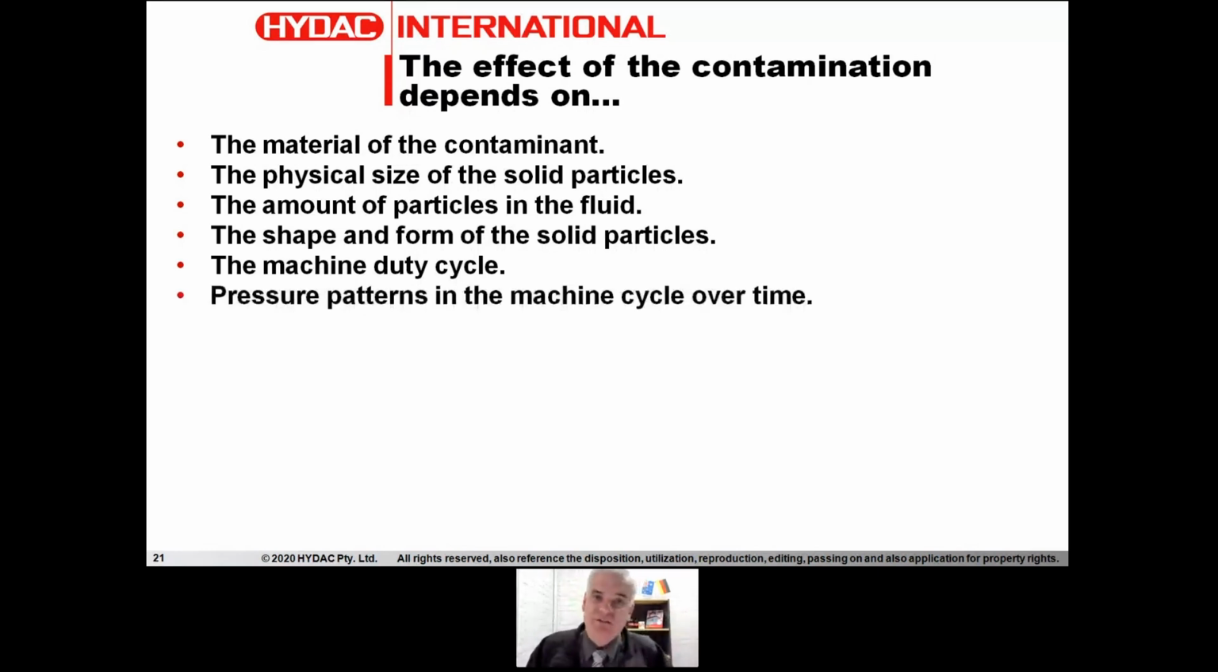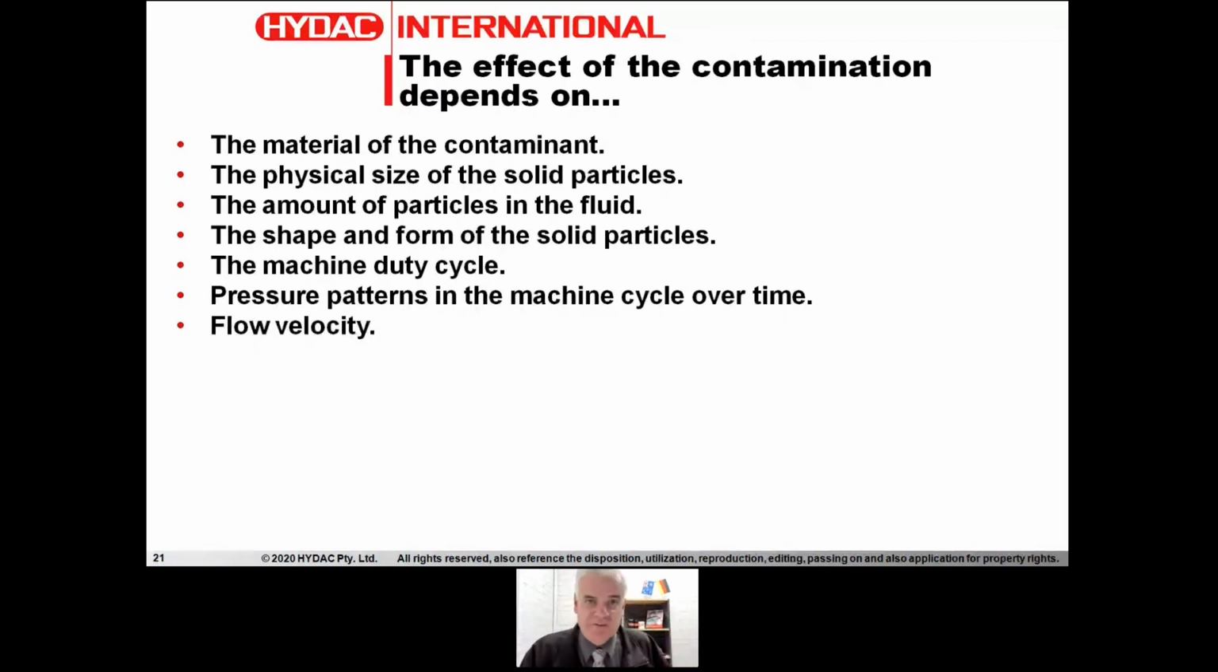Pressure patterns in the machine cycle over time. Certainly a machine that works at a higher pressure is pushing the internal parts of this system together and closing the tolerance. So generally speaking, a system that works at a higher pressure has a higher cleanliness requirement because the oil film is being challenged by that pressure loading. So the pressure patterns and what the machine is actually doing makes a big difference to the effects of them.